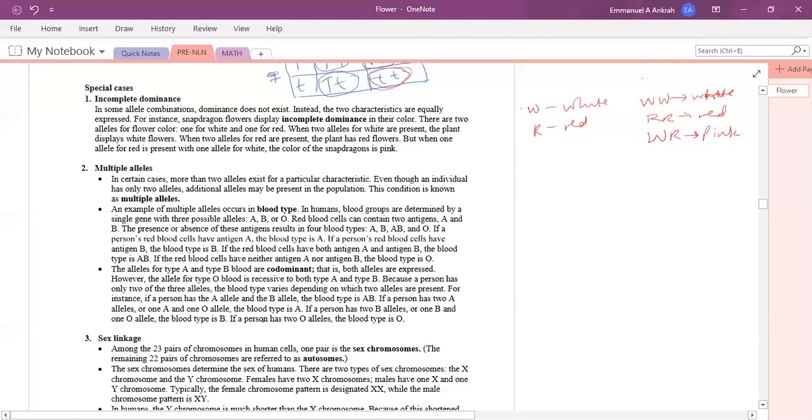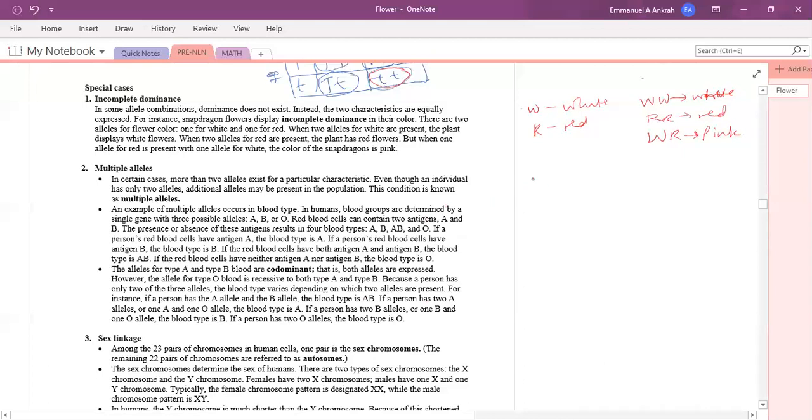For instance, if a person has an A allele and a B allele, the blood type will be AB. If a person has two A alleles, or A and one O allele, the blood type is A. If the person has two B alleles, or B and O allele, the blood type is B. If the person has two O alleles, the blood type is O. So this is an example of multiple alleles.